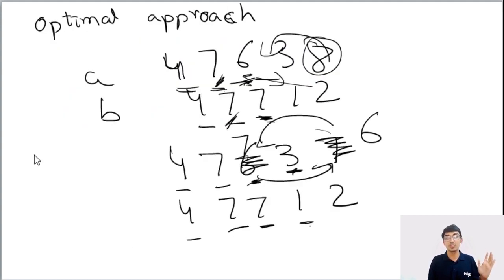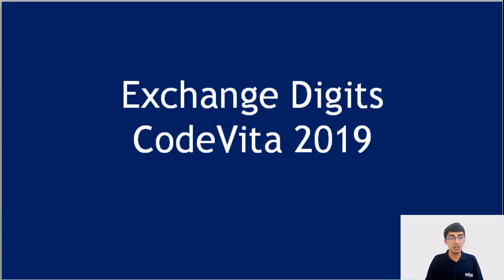That is, you start from the most significant bit, go to the bit which differs, and then from the right side try to take a number that will make it equal. If it's not possible to make it equal, try to increase it. So that's the other approach that you can follow. This was the question called Exchange Digits, CodeVita 2019, and we're going to try to put our solution online, so you can also see how we did it in Python, and I'm sure that in other languages this will also exist.